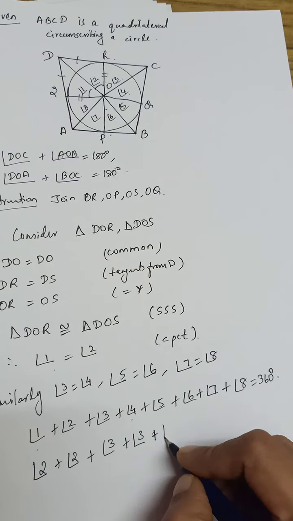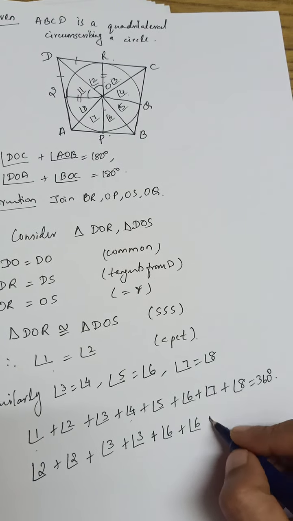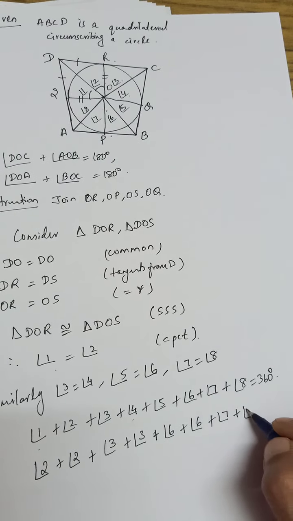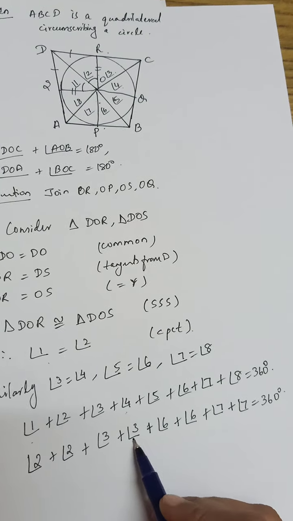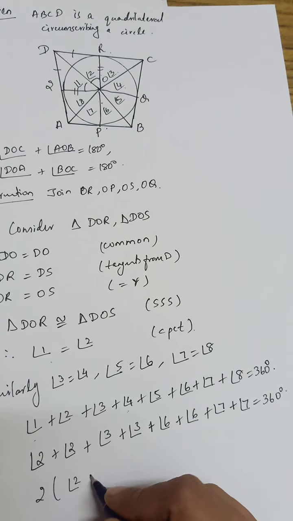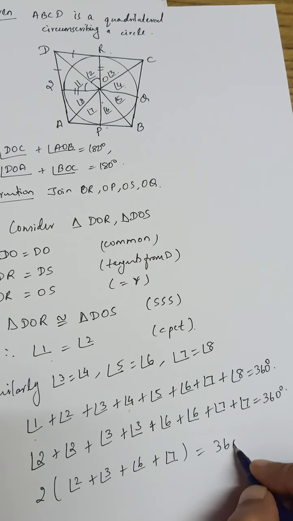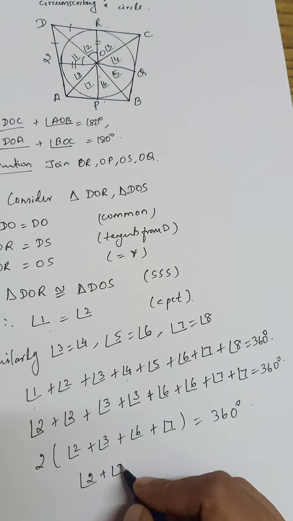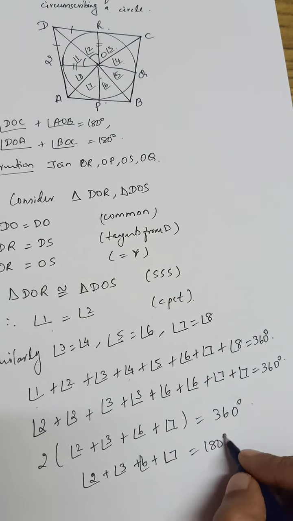Plus I am going to replace the angle 5 by angle 6 because these two are equal, and this 6 I am writing as it is, and I am going to write the 7 as it is, and I am going to replace the 8 by 7. You will see why we are doing like this. We are not doing it randomly. Now, there are 2 2s, 2 3s, 2 6s and 2 7s, 2 of everything. So, 2 times angle 2 plus angle 3 plus angle 6 plus angle 7 equal to 360 degrees. Dividing by 2, you will get angle 2 plus 3 plus 6 plus 7 equals 180 degrees.